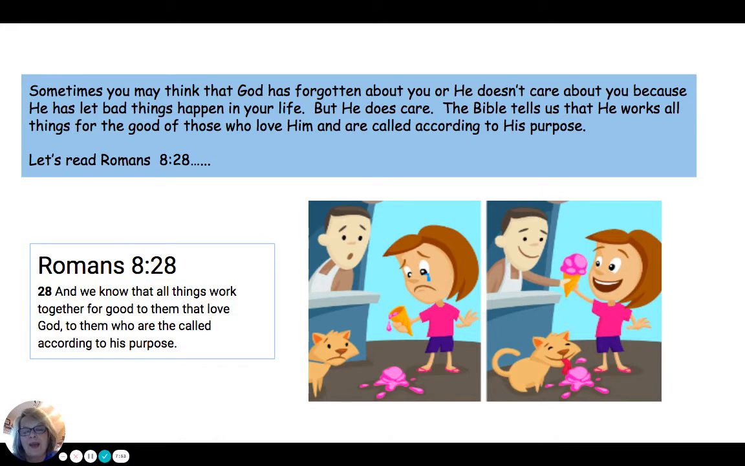But look what happened in the second picture. When all things worked out, that nice, sweet ice cream man gave the little girl another ice cream cone. And not to mention that if the first ice cream cone hadn't fallen onto the ground, then the little kitty cat wouldn't have had anything to eat either. So the first picture is kind of sad, but the second picture, everybody's happy. So bad things do happen, but if we're living for the Lord, in the end, it all works out for our good. Yeah, it does.